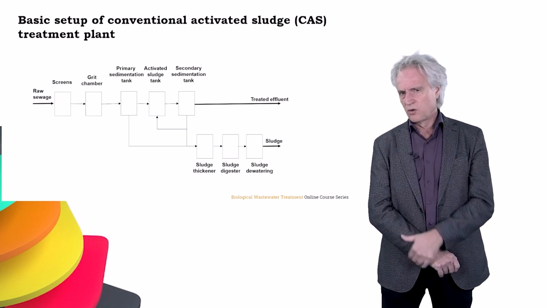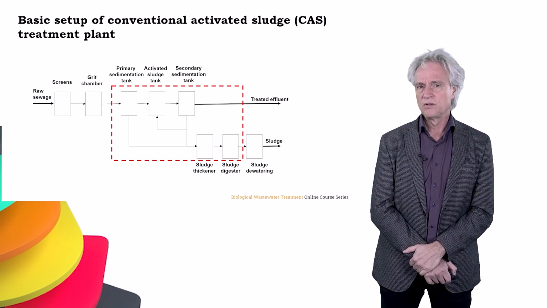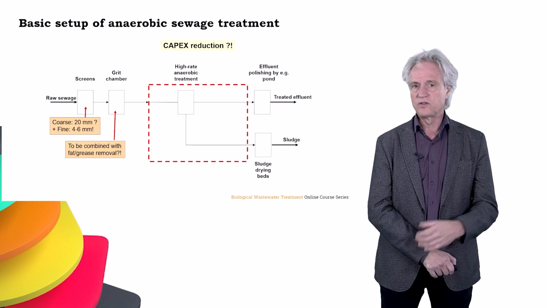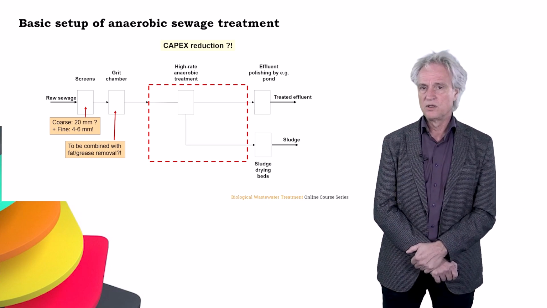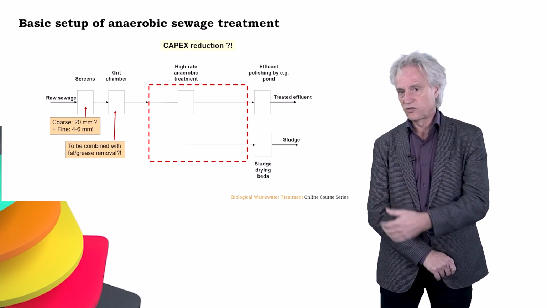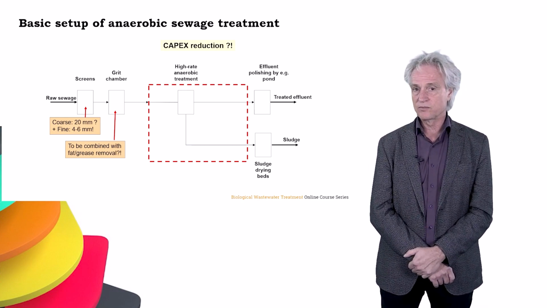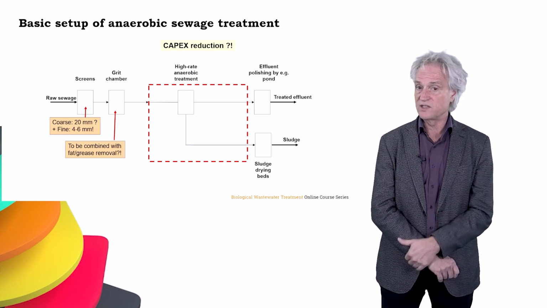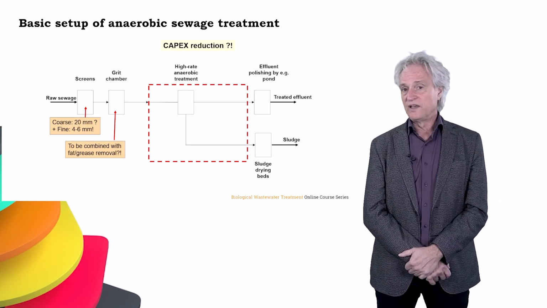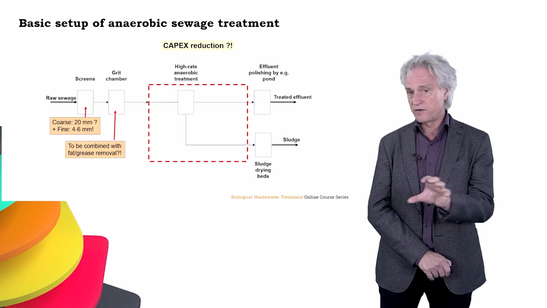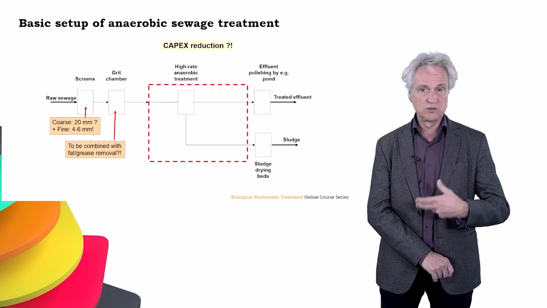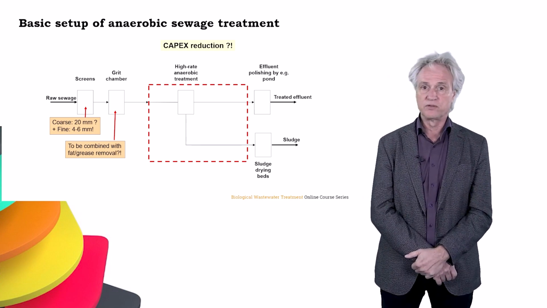If you now compare this to an anaerobic setup, in fact we combine these 5 units into a single system. We still have the screens, we still have the grit chamber, but we have one single high rate anaerobic reactor, and for sludge treatment we only need the sludge drying beds, since sludge thickening and digestion is already done inside the anaerobic reactor. But what you do see is that we need an additional treatment step after the anaerobic reactor, a so-called polishing step, which can be a pond system, a trickling filter, a wetland, or activated sludge or whatever.